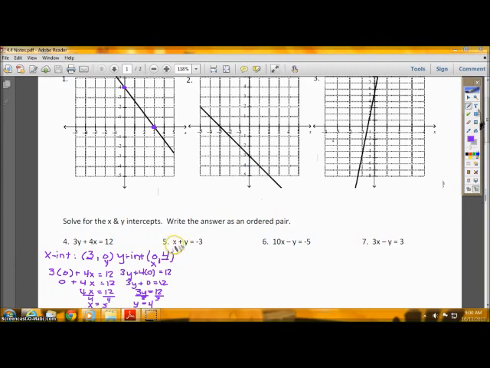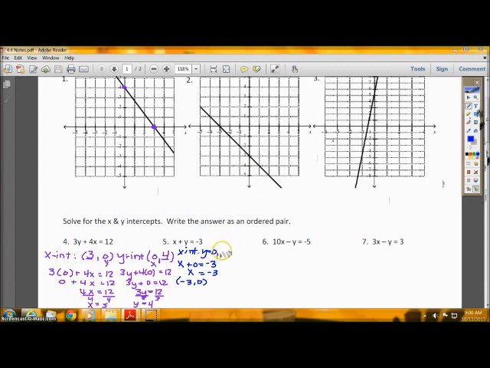Number 5, x plus y equals negative 3. So if I want to find my x-intercept, I want to plug in 0 for y. So I get x plus 0 equals negative 3. Well, x plus 0 is just x, so x equals negative 3. So my x-intercept is going to be (negative 3, 0).